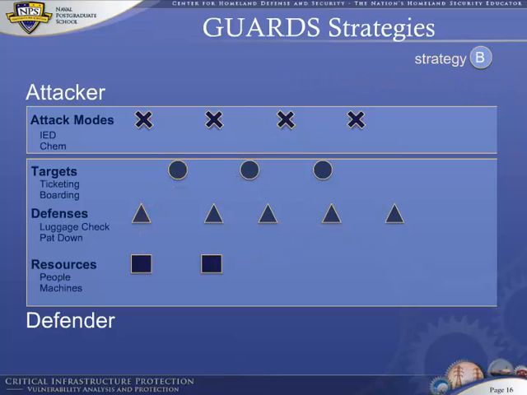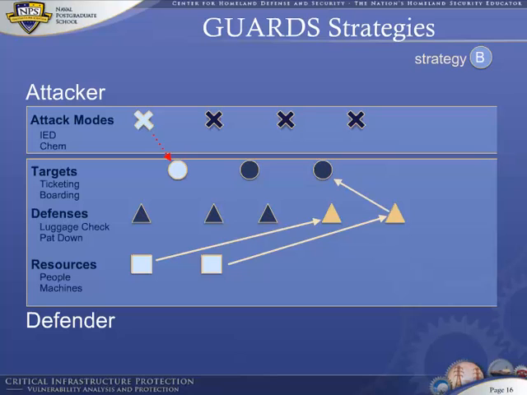Strategy B. But consider Strategy B, where the attacker successfully attacks an unprotected target. The defender allocated resources to the wrong target, so now the attacker scores a win. Ka-ching! Attacker wins and is rewarded. Defender is not.